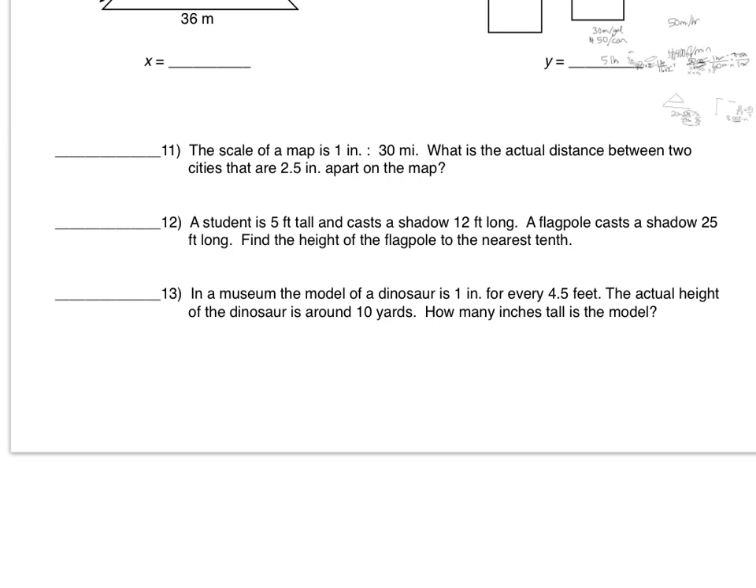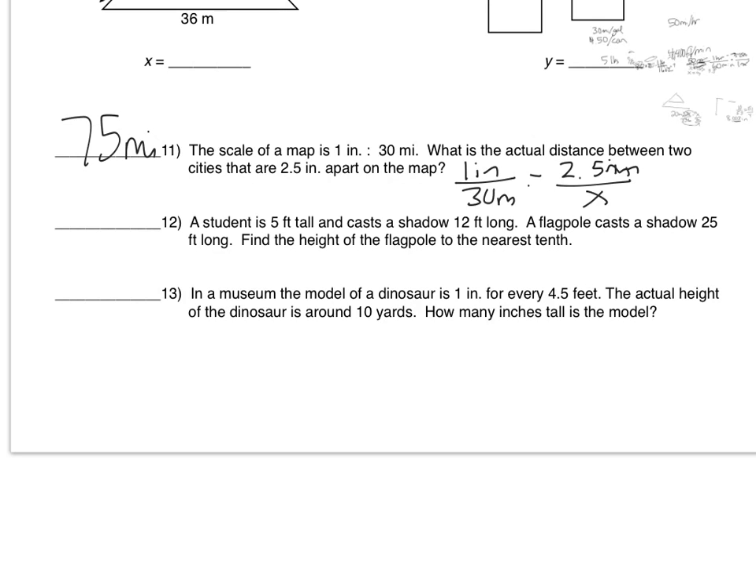For number 11, we have a scale of 1 inch is 30 miles, and so we want to know how far 2.5 inches equals. So that will be 2.5 over x, and we're just going to take 30 times 2.5 to get 75 miles.